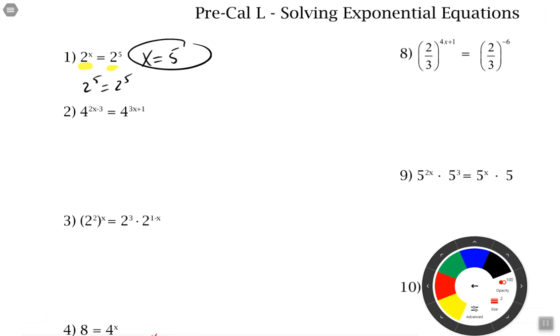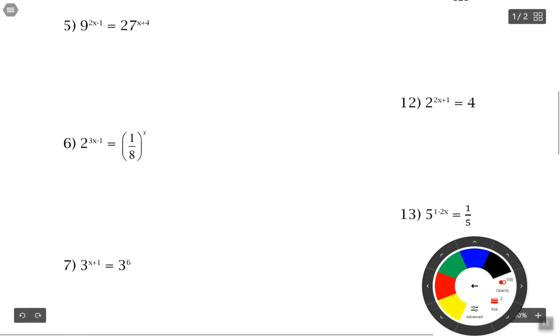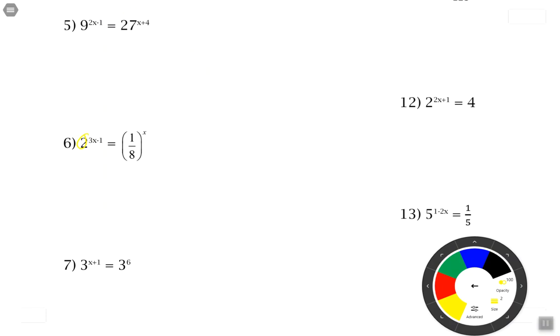Now let's go down to number 6, because 6 is tricky. Go down to 6. Oh my goodness. For 6, what base do we probably want? How about a 2? Do we want 2? Yes, we need base 2. So let's go through this step by step. Can I rewrite that 8 as a base 2?